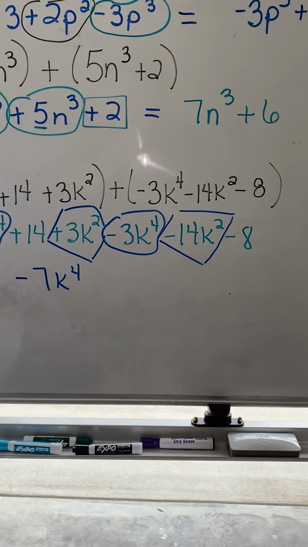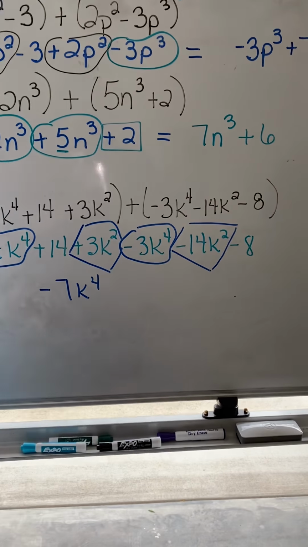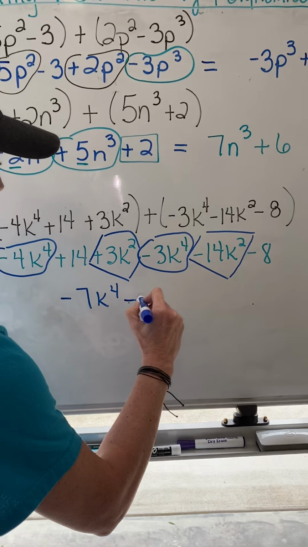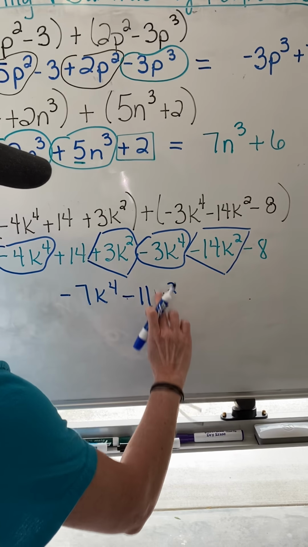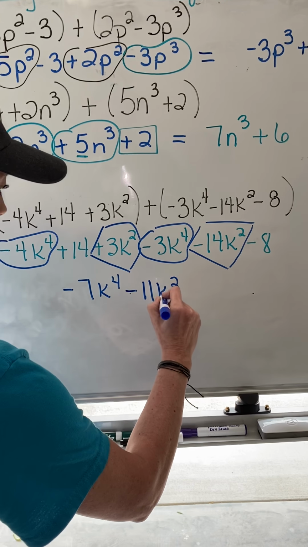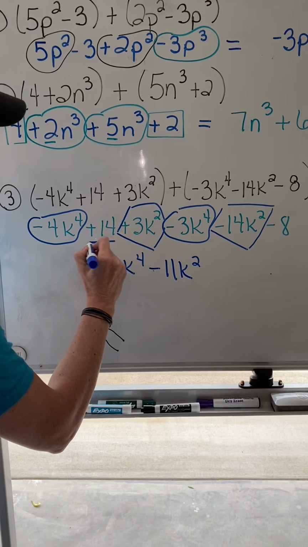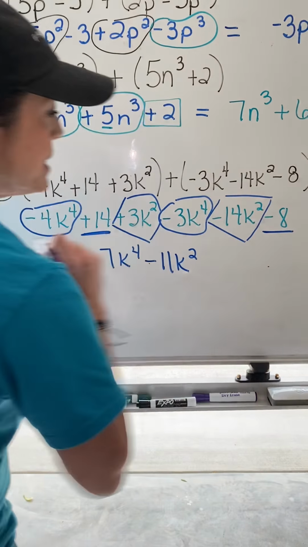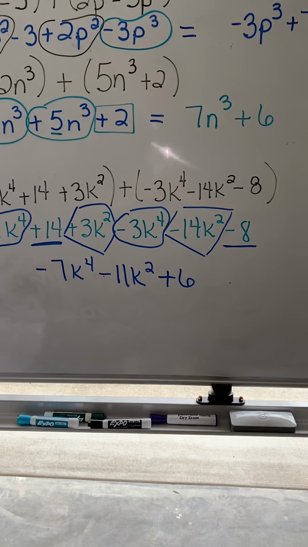So I'm going to combine those two terms together. If you have a positive 3 and a minus 14, that's going to give you a negative 11k to the second. Sorry, that's missing. And then the last thing that I have are just my constants. So that is a 14 minus 8, which combines to give you a positive 6.